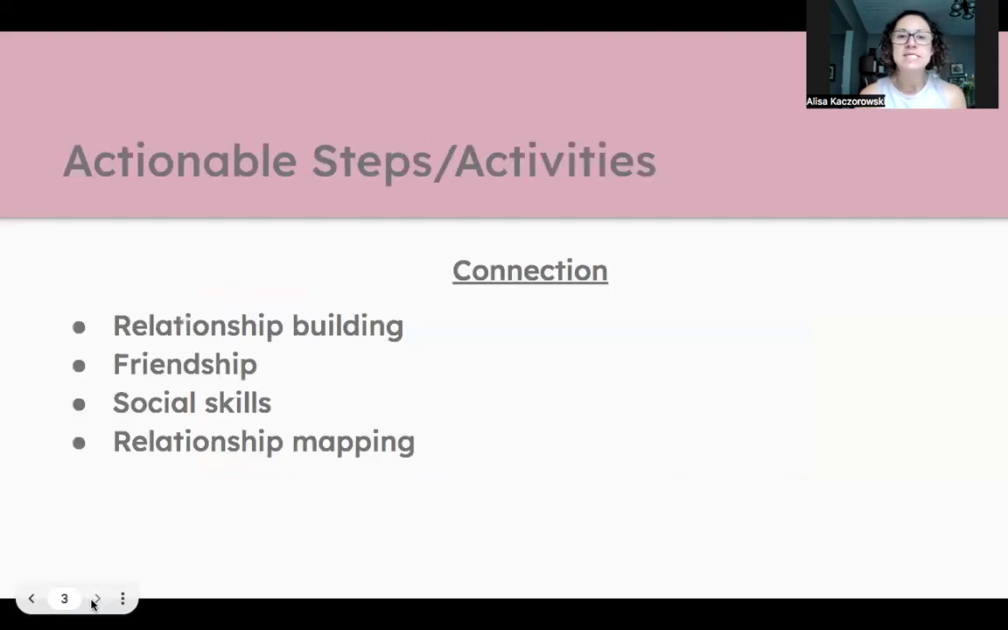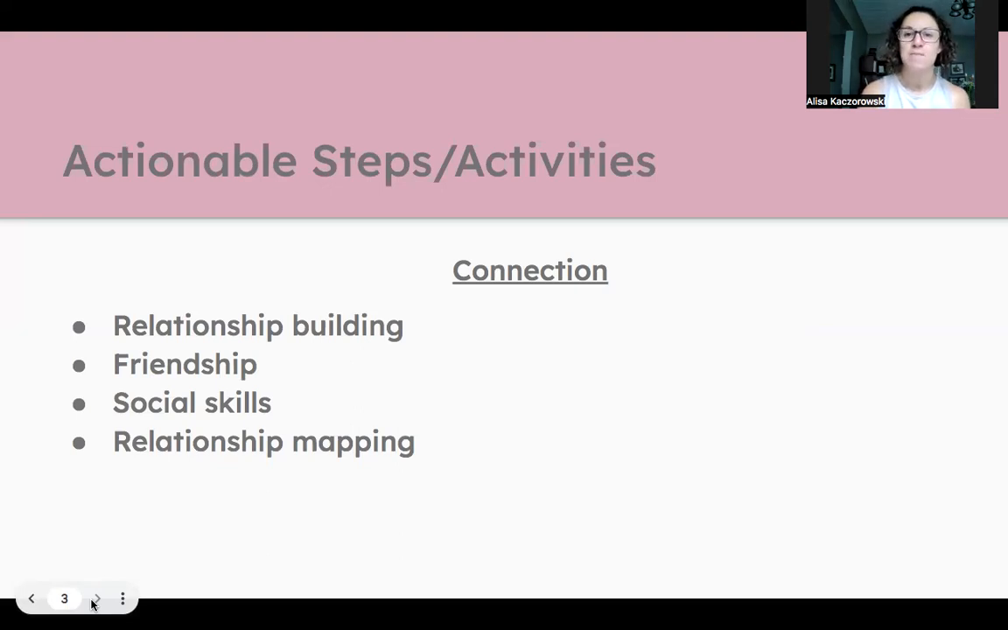So what does this really look like? How do we go about making this happen? So first and foremost, it's relationship building. It is building those relationships with the people around us, specifically, because we're talking about kids, the kids around us. And so thinking about the aspects of your life where you have the opportunity to do that.